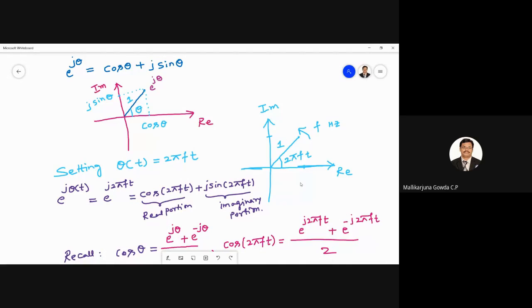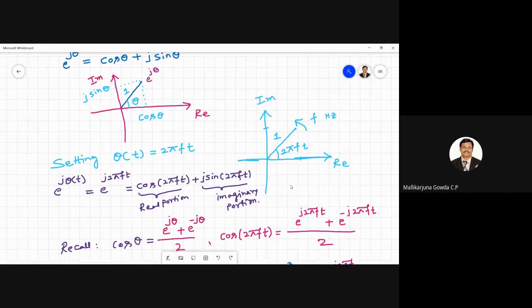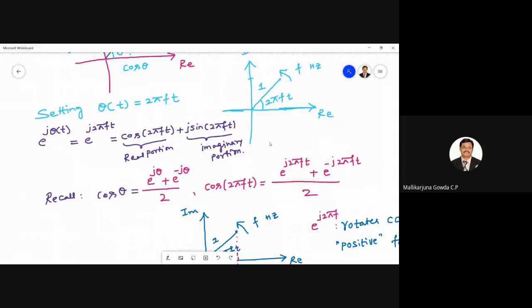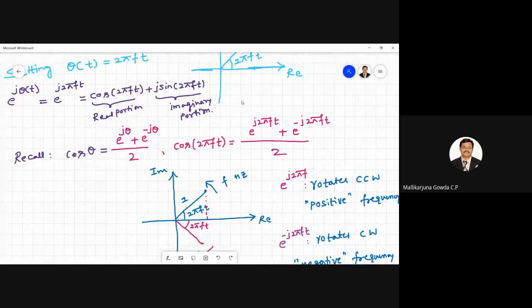I said how can we express e power j theta in terms of cosine and sine, right? I said e power j theta will be equal to cos theta plus j sine theta. And how do we represent that in real and imaginary axis, right? With respect to that, I replaced theta by 2 pi ft, and I said how can we write e power j 2 pi ft in terms of cosine and sine, right? This is the real part of e power j 2 pi ft, and this one is the imaginary part, right?